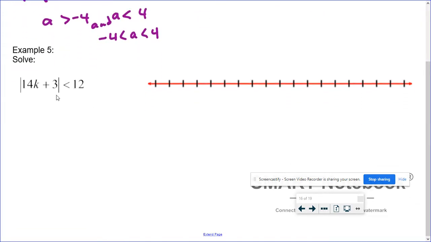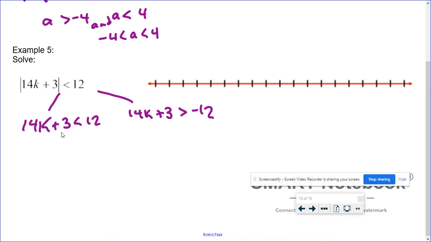This one is a little more complicated, but still nothing else. It's already isolated. So we're going to split it. You have 14k plus 3 is less than 12, and you have 14k plus 3 is greater than negative 12. All right, we're going to subtract 3. You get 14k is less than 9. Divide by 14, you get k is less than 9/14.